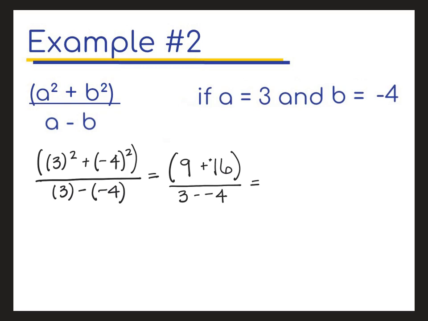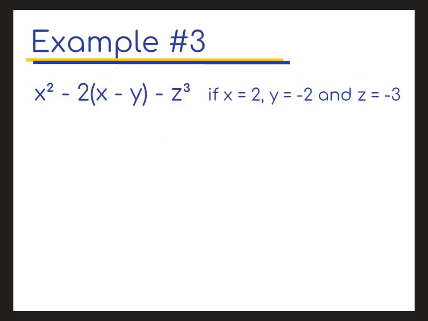So now on the top, I have 9 plus 16. That's 25. I have 3 minus negative 4. And remember, subtracting a negative is really like addition. So I have 7. So 25 over 7. And it didn't give me directions on making this a decimal, so I'm just going to leave it like that.